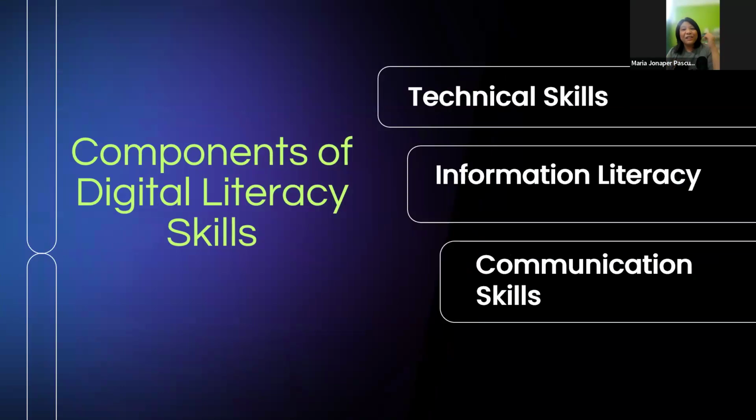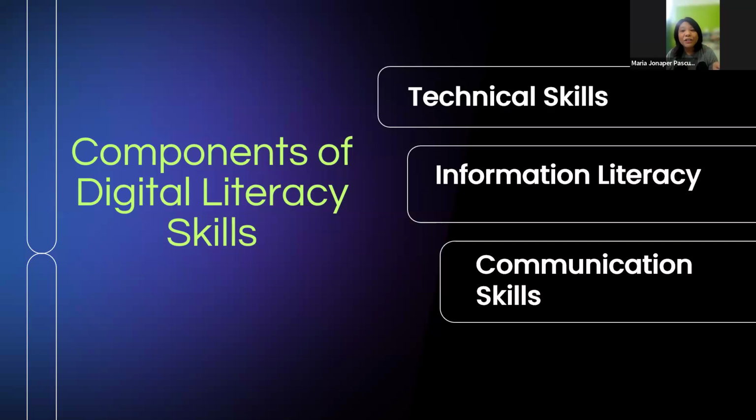So there are 6. Okay, the first is technical skills. And when we say technical skills, it's all about using devices, knowing how to operate computers, tablets, smartphones, and other digital devices. Technical skills is all about software proficiency, able to use software applications like the word processors, spreadsheets, and presentation tools. I'm talking about MS Word, MS PowerPoint, and also Microsoft Excel. And then the internet navigation, effectively browsing the web, using search engine, and accessing online resources.